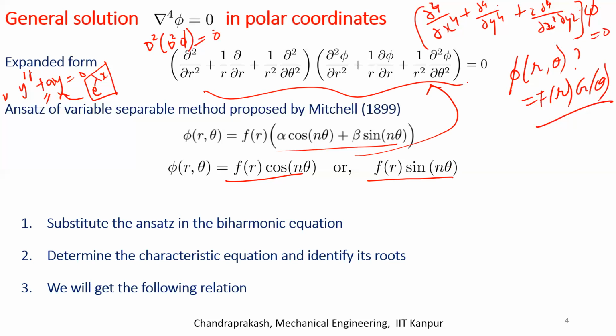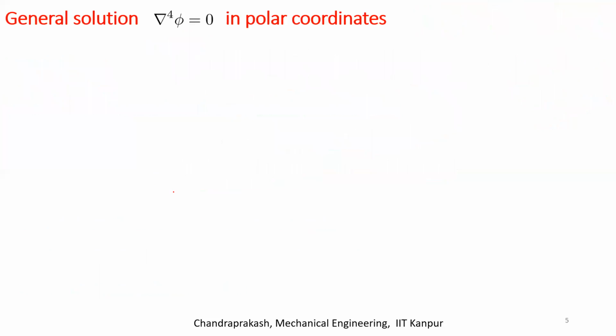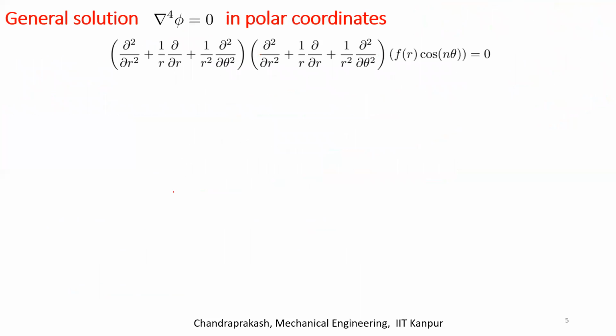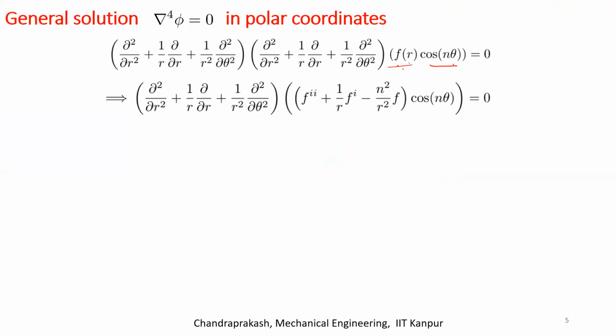So remember this form, f of r times cosine n theta, and we'll substitute this in the first expression. All I did is replace phi with f of r times cosine n theta. Now let us do the partial derivative. f of r is independent of theta, and cosine n theta is independent of r. r and theta are my variables. So the partial derivatives are relatively straightforward.